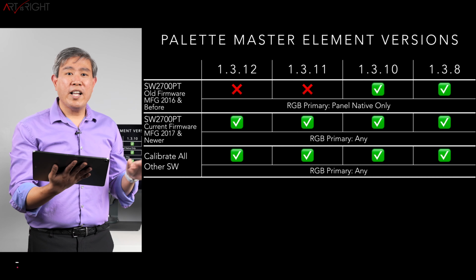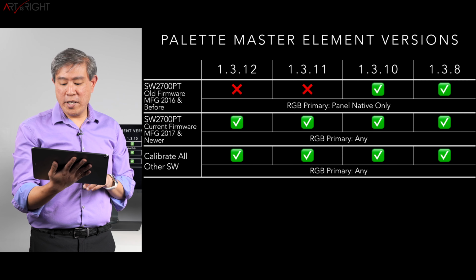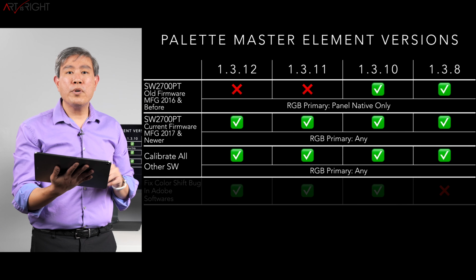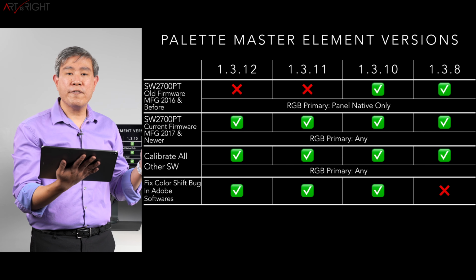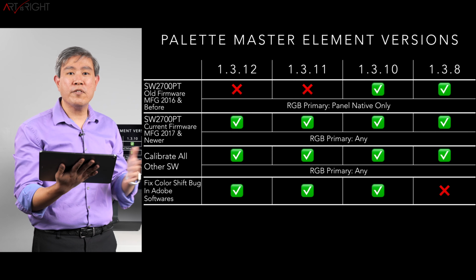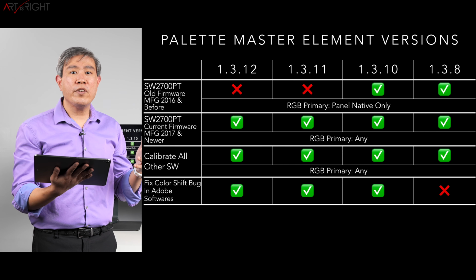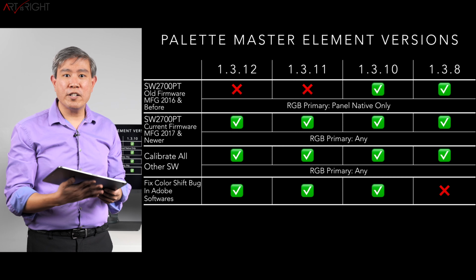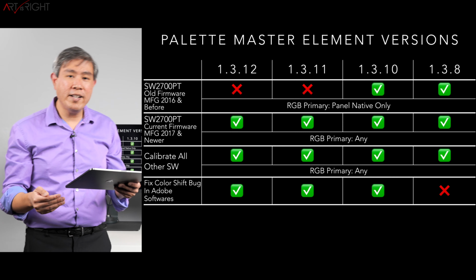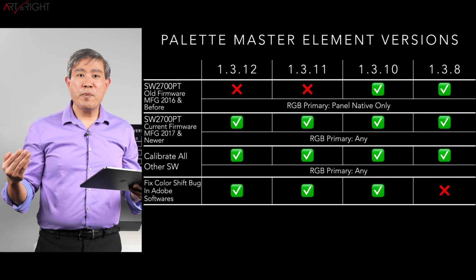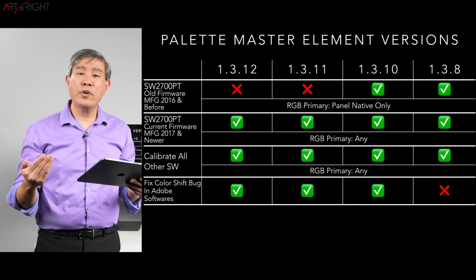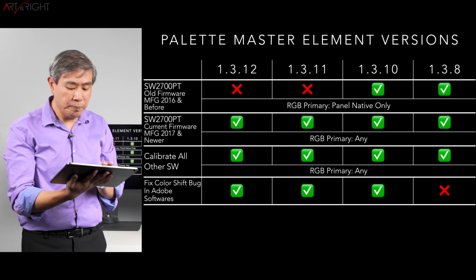All these versions will calibrate any other BenQ SW display model, and you can choose any RGB primary and that will work just fine. 1.3.12 still contains the fix for the Adobe color shift bug. For instance, when you're in Lightroom, if you go between the Library and the Develop module, if you have graphics acceleration turned on in 1.3.8, if you use any RGB primary other than panel native, you'll see a color shift. However, that has been fixed since 0.10 and that fix is still there.